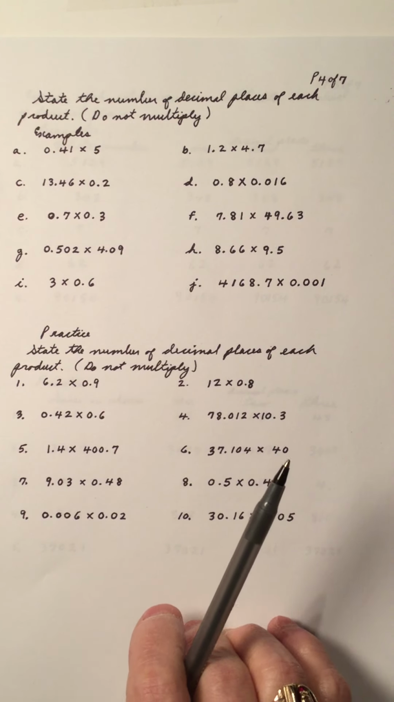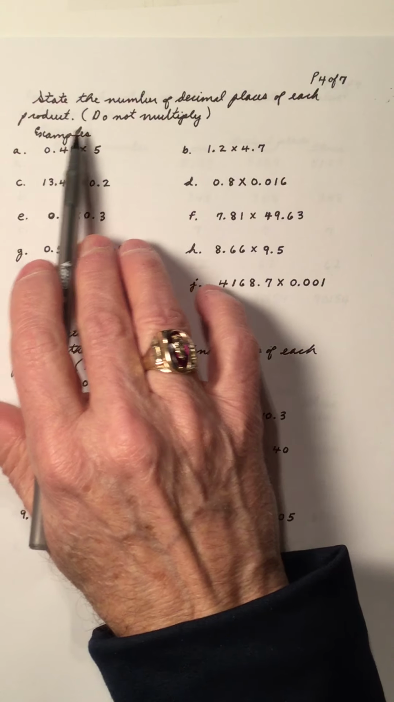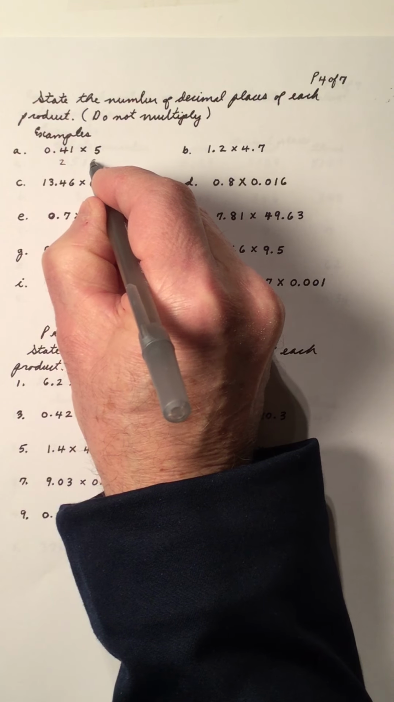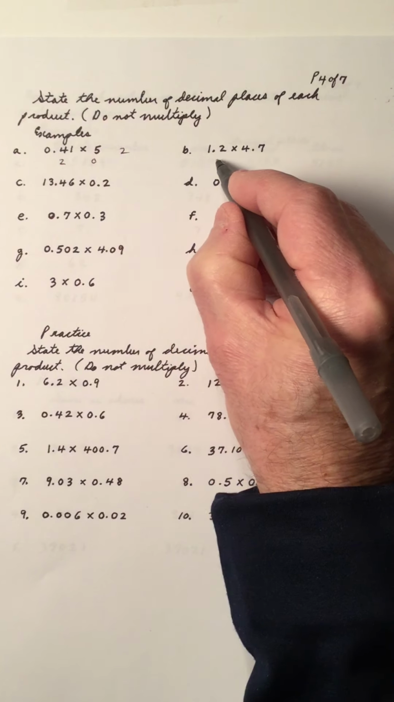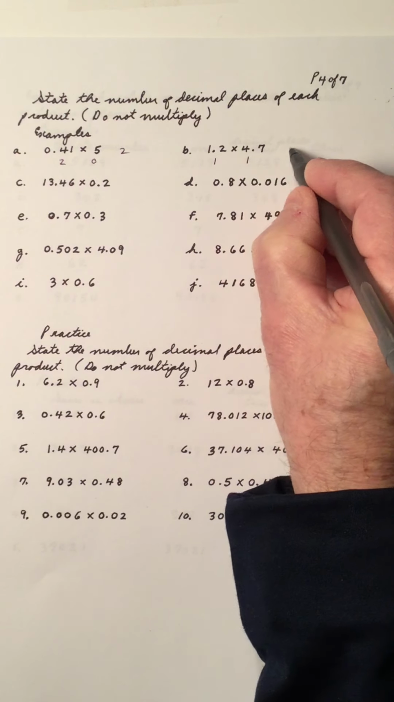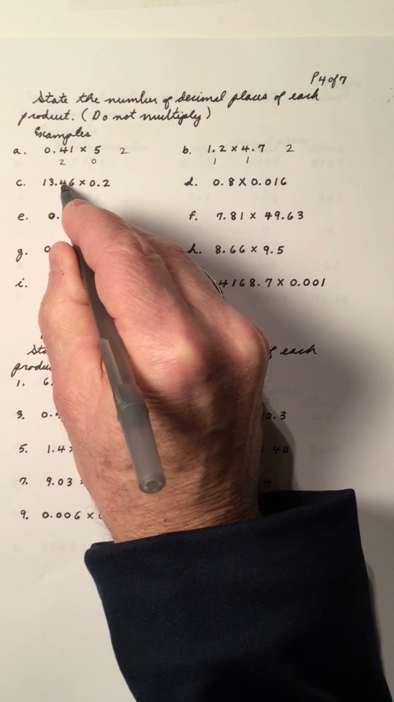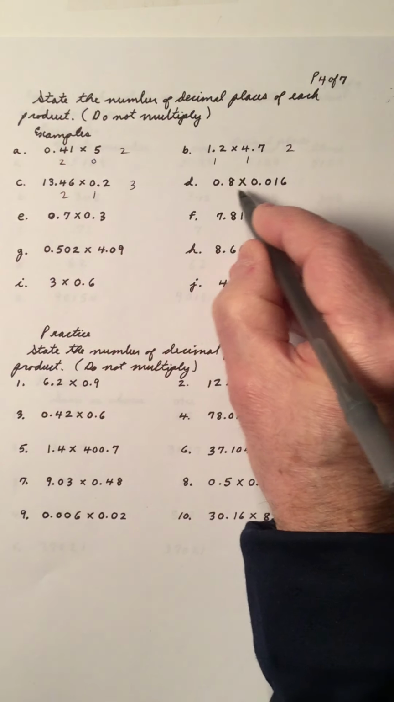Let's go through just to make sure. State the number of decimal places in each product. So this has 2 decimal places, this has none, so the product has 2. B, this has 1 decimal place, 1 decimal place, the product has 2. 2 decimal places, 1 decimal place, so the product will have 3.